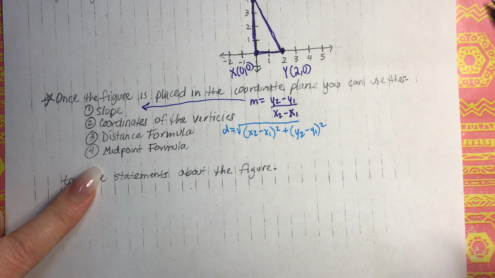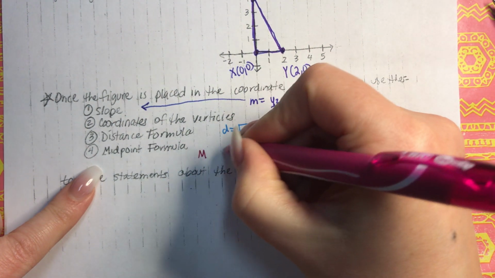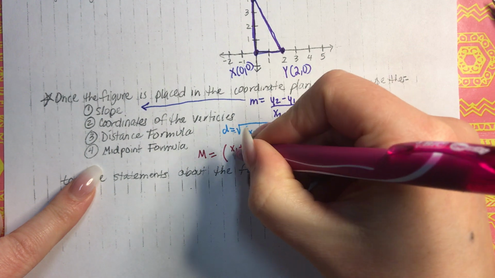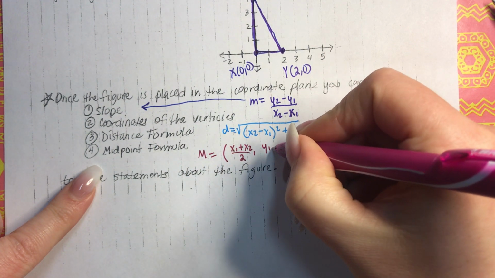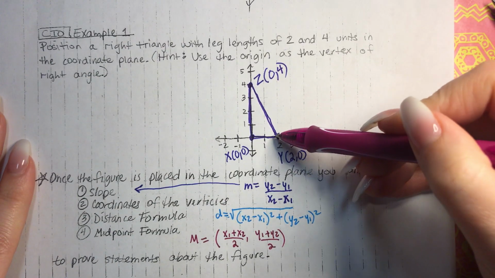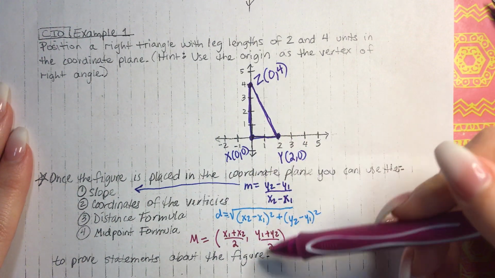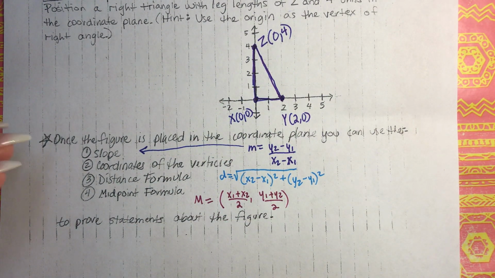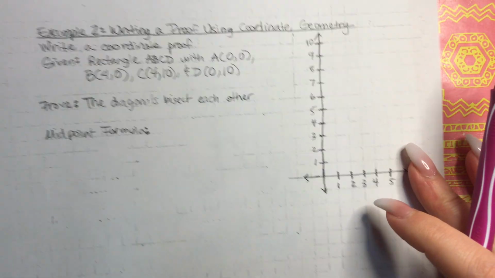Or you could use the midpoint formula. The midpoint equals x1 plus x2 all over 2, y1 plus y2 over 2. So once that figure is in the coordinate plane, you can use any of these to prove statements about the figure. So let's look at example 2.